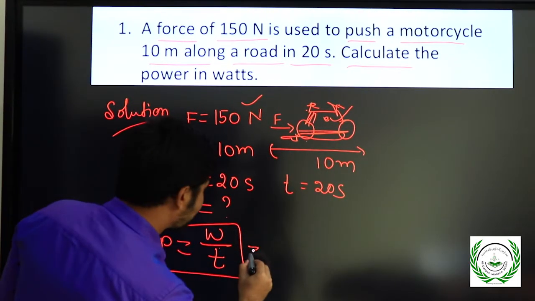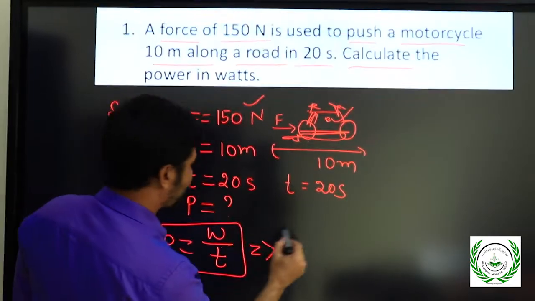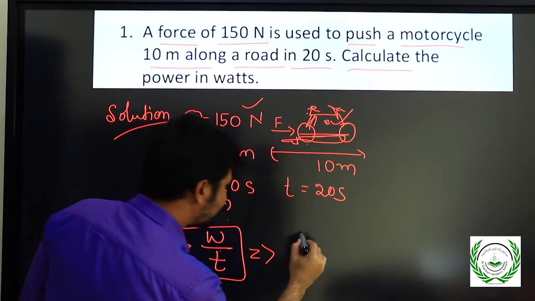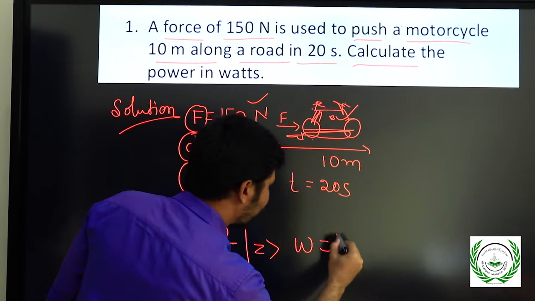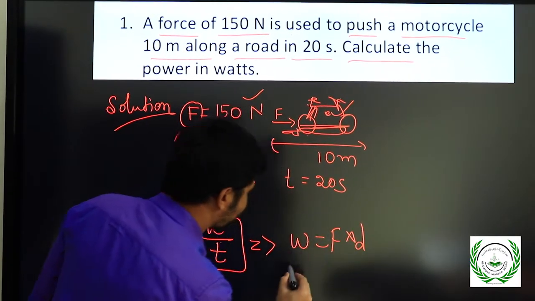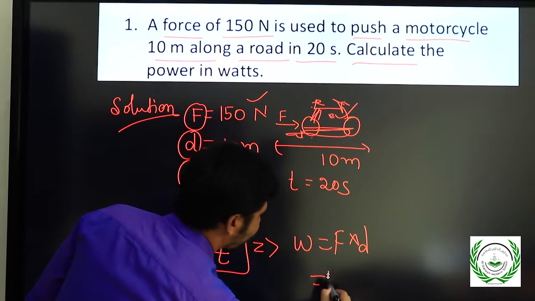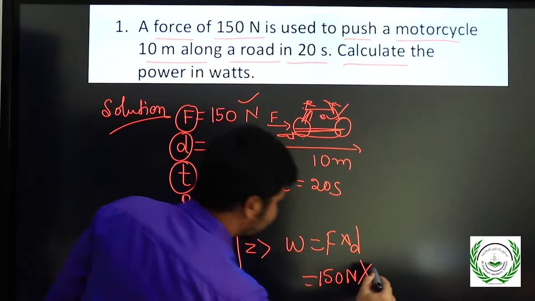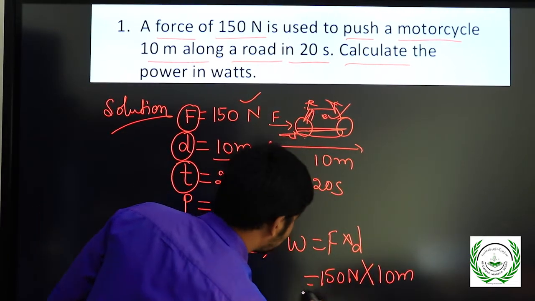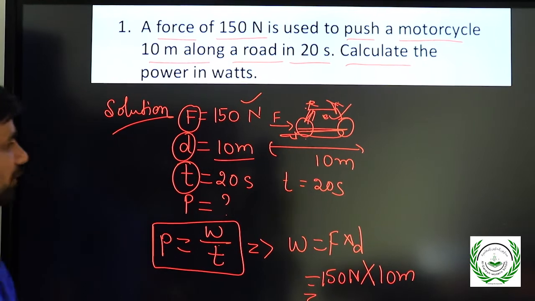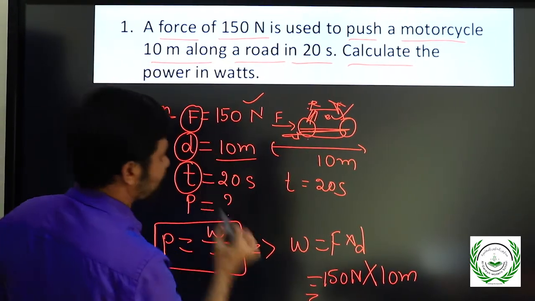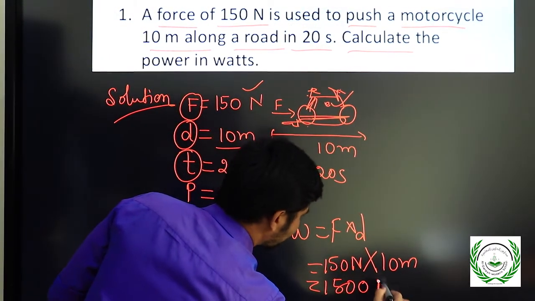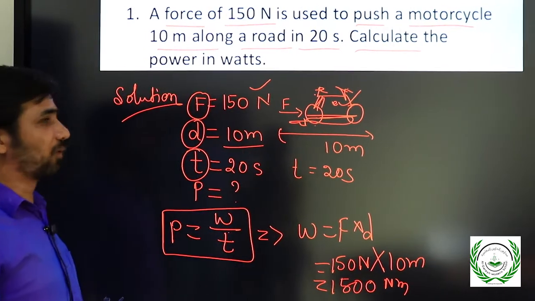Now from this, what is work? We don't have the value of W directly. Work is equal to force times displacement, as we know. The force is how much? 150 newtons, times distance, how much has he given? 10 meters. So from this, how much is the work? Force times distance, 150 times 10, that is 1500 newton meters. That is the work.